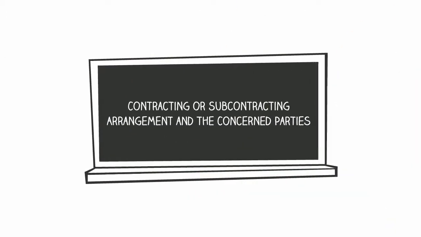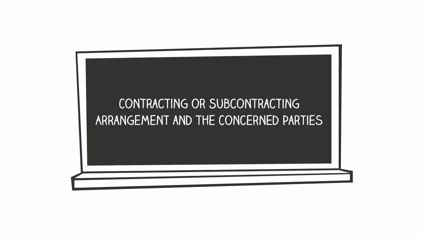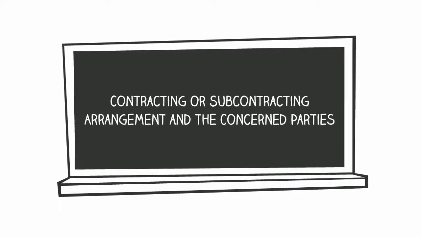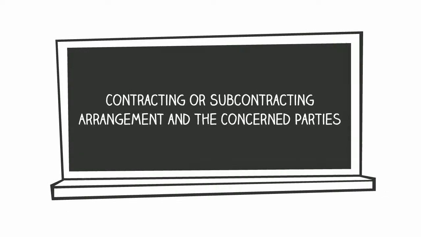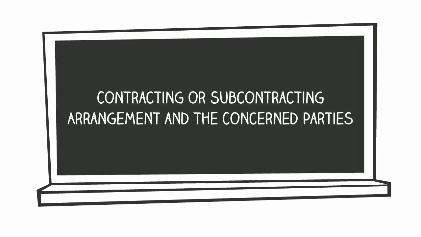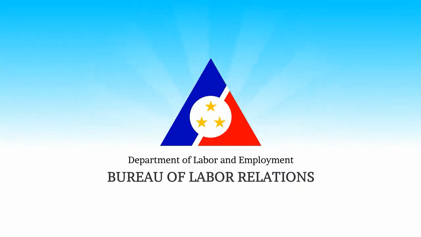Now that we know the definition of contracting or subcontracting and we are already able to identify the parties involved in such arrangement and explain the relationship between them, we are now one step closer in learning the whole concept, principles and requirements of a legitimate contracting or subcontracting arrangement. That would be all for now.